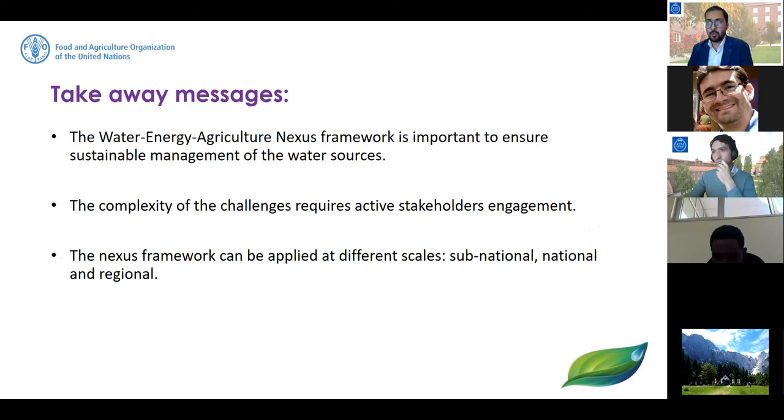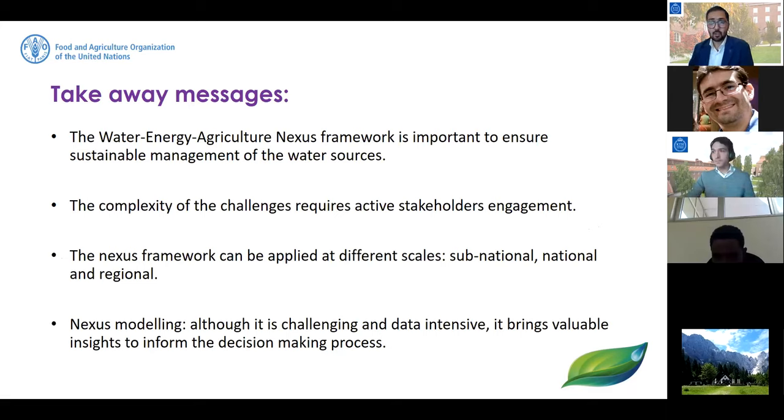The Nexus framework can be applied at different scales, and this is what we tried to show in the selected case studies. The Nexus modeling is an important tool that, yes, has the challenge that it is data intensive and requires a lot of inputs, but it helps to bring valuable insights for the policymakers to draw the future strategies for the sustainable development of these sectors together. That's all I wanted to share.